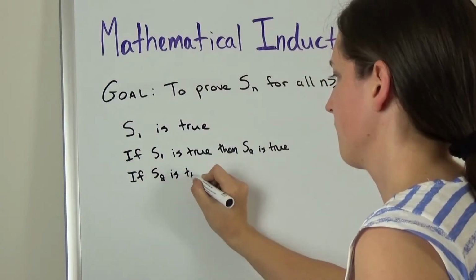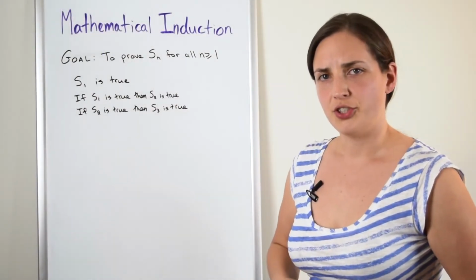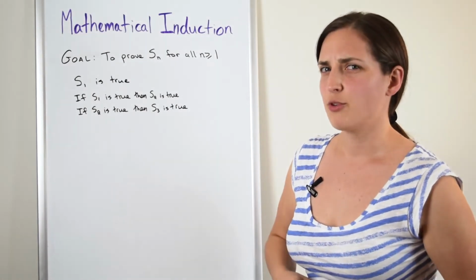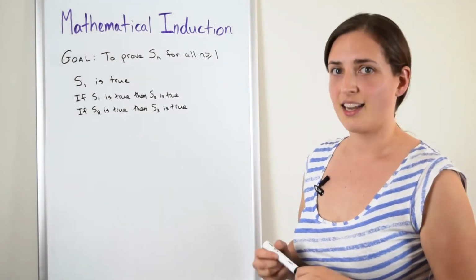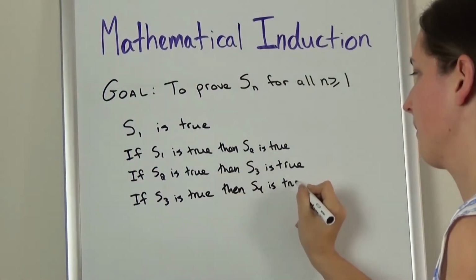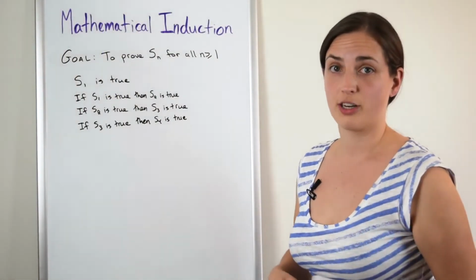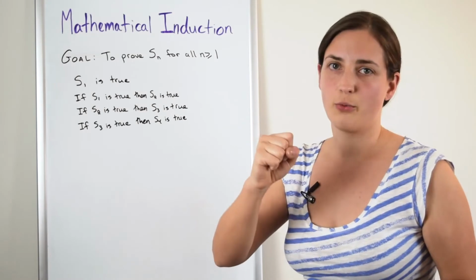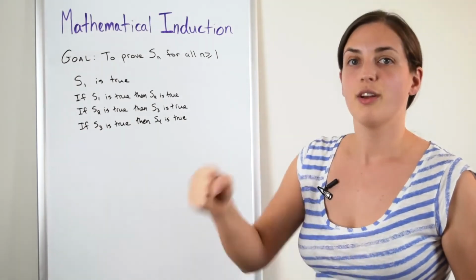If S2 is true, then S3 is true. So let's say now I'm able to prove to you that if S2 is true, then S3 has to be true. Well, from the previous step, you already knew that S2 was true, so you would conclude happily that S3 is also true. And I can continue like this. If S3 is true, then S4 is true. Again, if I prove to you that if S3 is true, then S4 is true, you're going to conclude that S4 is also true, because we started off knowing that S1 was true, and we used a domino effect to say, okay, that means S2 is true, then S3 is true, now S4 is true.